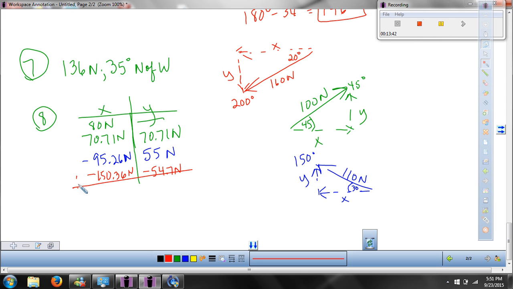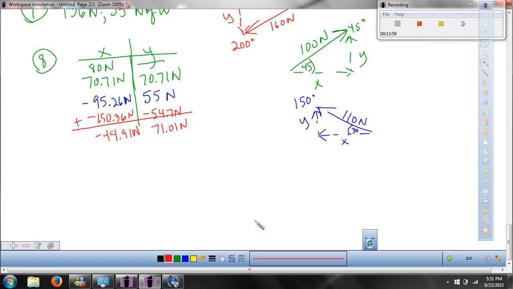Now I'm going to add them up. And when I did that, I got negative 94.91 here, in newtons. And this one came out to be 71.01. Now I'm ready to draw my right triangle. So negative 94.9 and a positive 71.01. Pythagorean theorem. When I did that, I got R to be 118.53.